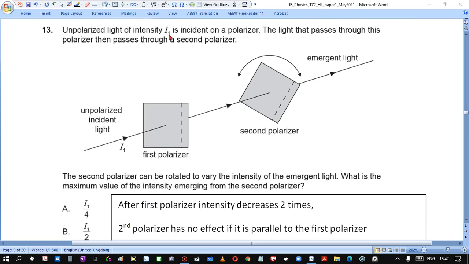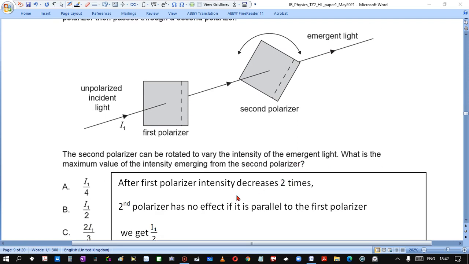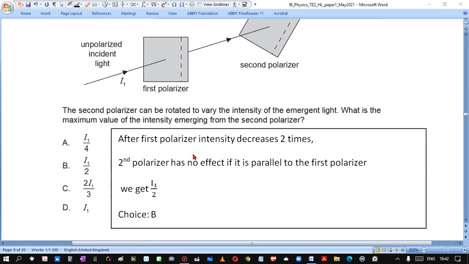Unpolarized light of intensity I1 is incident on a polarizer. The light passes through the polarizer, then passes through a second polarizer. The second polarizer can be rotated to vary the intensity of the emerging light. What is the maximum value of the intensity emerging from the second polarizer? After the first polarizer, intensity decreases 2 times. The second polarizer has no effect if it is parallel to the first polarizer. So we get choice B.